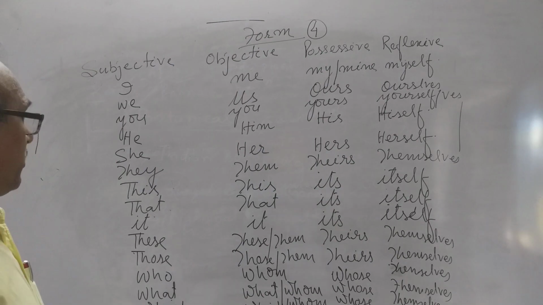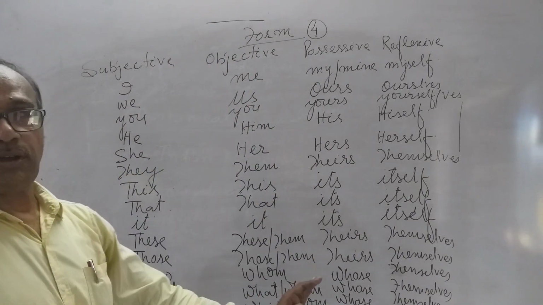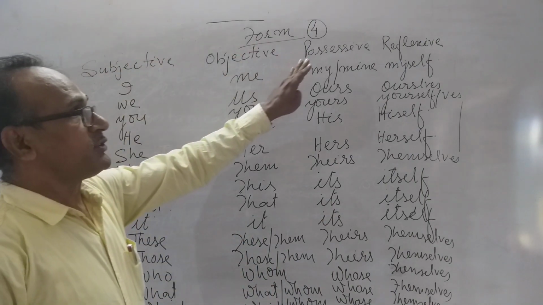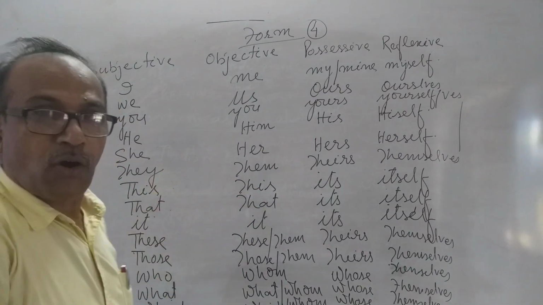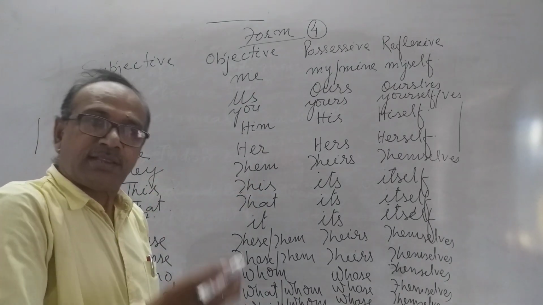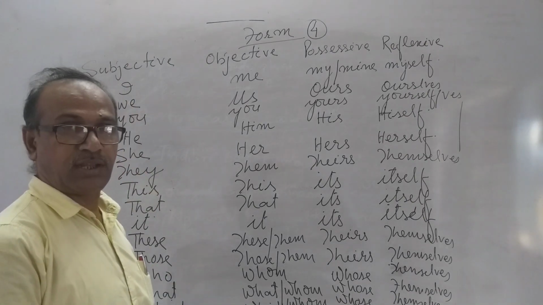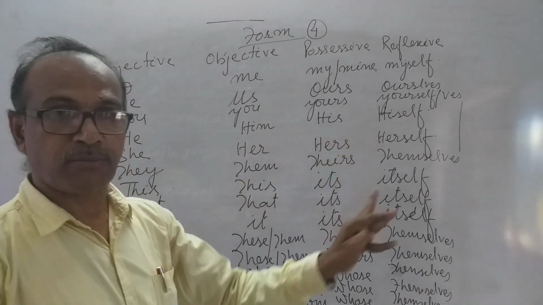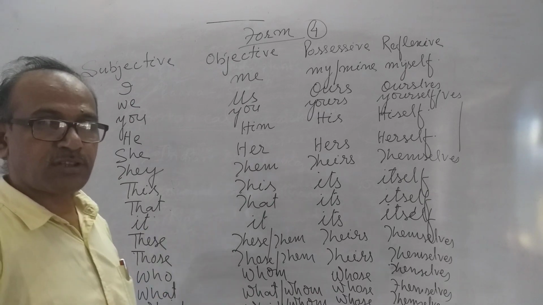Okay? So this is the list of the pronouns: subjective, objective, possessive and reflexive. These are not all the pronouns. There are so many pronouns, but these 14 pronouns we have chosen for our understanding. Those have all four forms, and from these we will try to find out the types of pronoun.